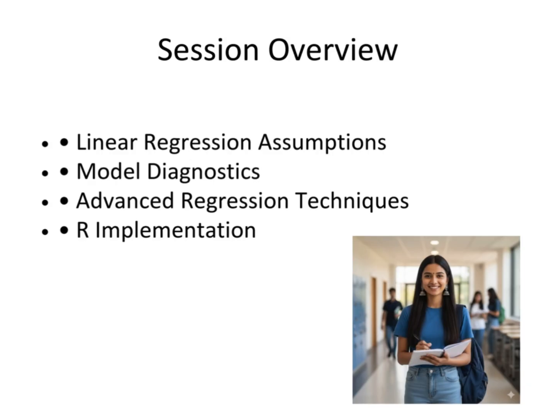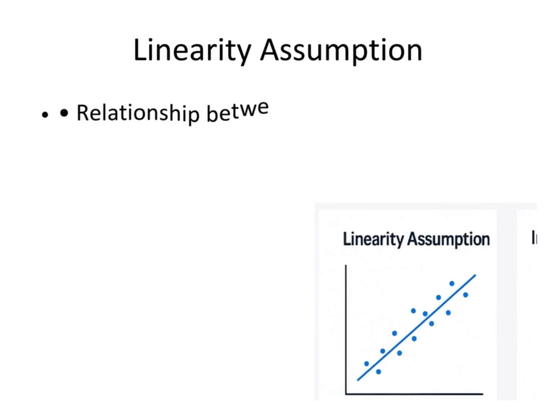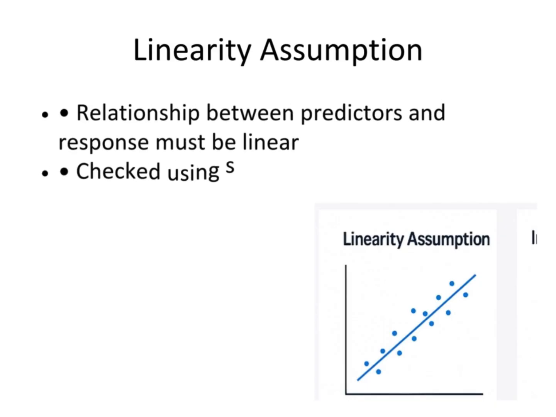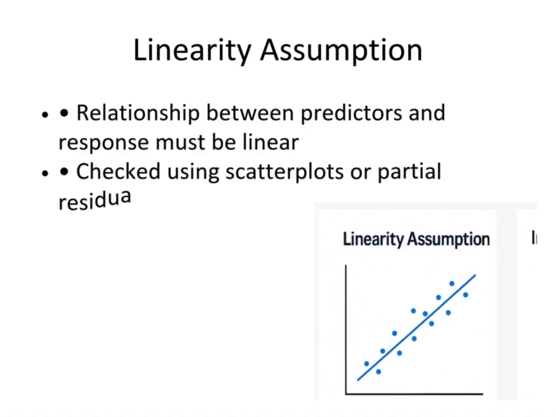Let's begin. The first assumption of linear regression is linearity. This means that the relationship between the predictors and the response variable must be linear. We examine this using scatter plots, residual plots, or component plus residual plots. If a noticeable curve appears, the assumption is violated. Nonlinearity can lead to biased estimates and poor predictive accuracy.